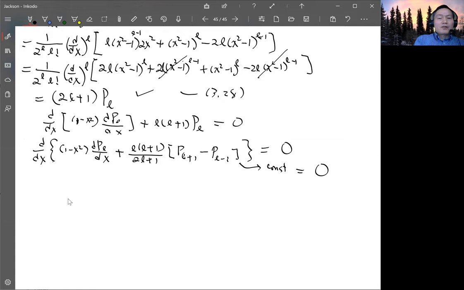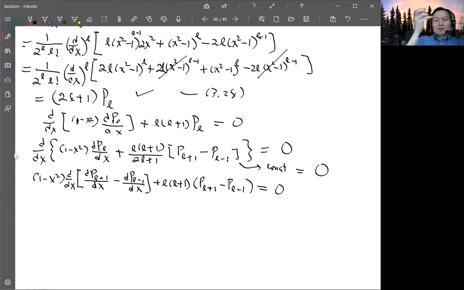So what you have is 1 minus x squared times d/dx, actually it becomes a second derivative, but that's okay. This P_L is just dP, in this case dP_(L+1)/dx minus dP_(L-1)/dx. So this becomes this one after you multiply 2L plus 1 to the other side and use the first recurrence formula. And that plus L times (L plus 1) times (P_(L+1) minus P_(L-1)) equals 0.